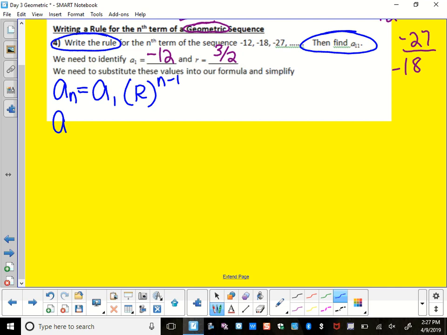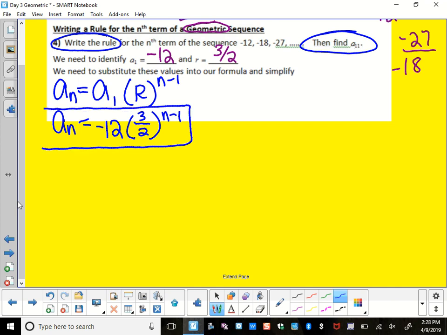Alright, so to find my rule, what's my first term? Negative 12. What's my r? 3 halves. And then n minus 1. This is my rule. What we did last class was we had to find our rule, but in order to simplify, we had to distribute. Here, there's nothing to distribute. Don't combine anything. You just leave it as it is.